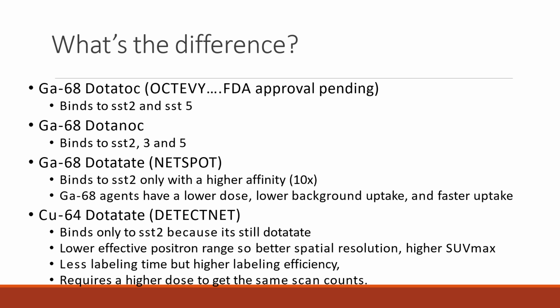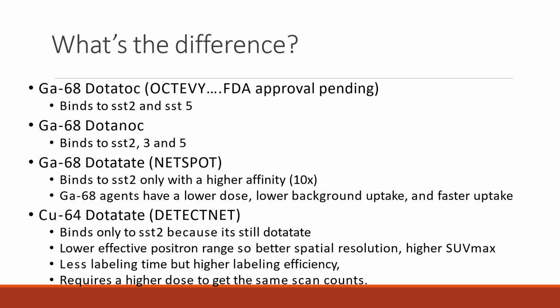So with gallium, you have a lower dose to the patient, lower background uptake, and faster uptake, only by like 5 minutes, let's be honest. It's not that big of a deal. But the copper 64, lower effective positron range, so better spatial resolution. You have a higher SUV max, less labeling time, but higher labeling efficiency. It also has a longer shelf life because you have a longer half-life. And so it allows for more flexibility in your schedule. And then it requires a higher dose, though, to get the same counts.